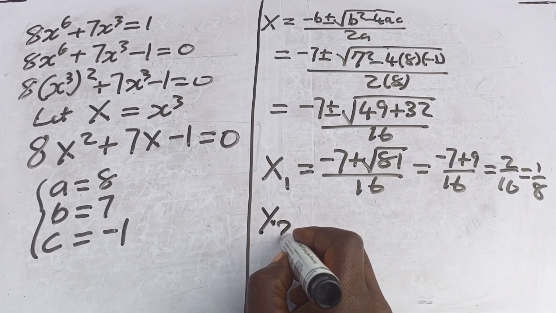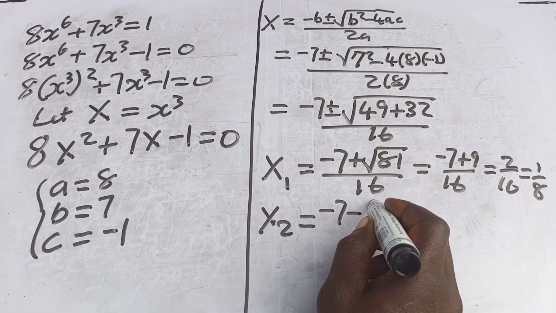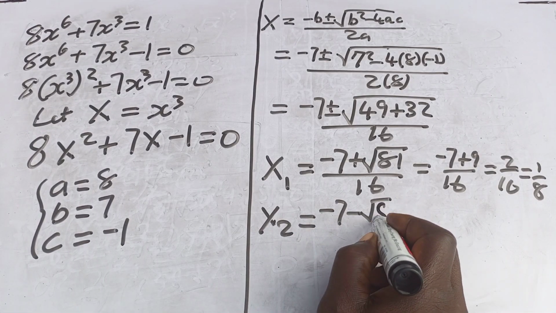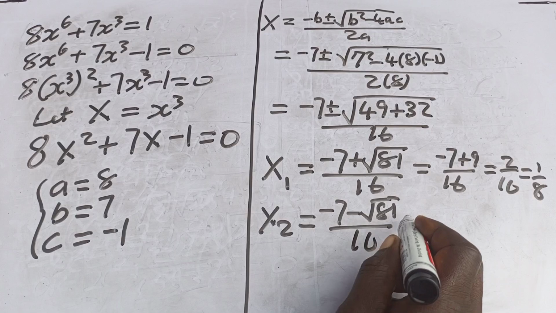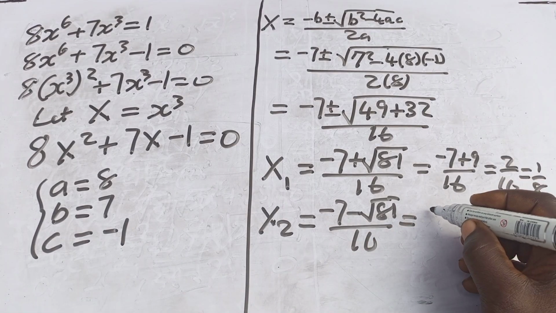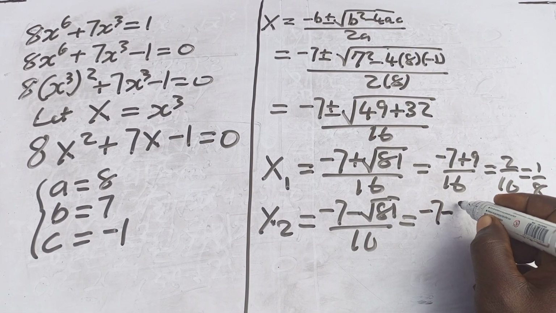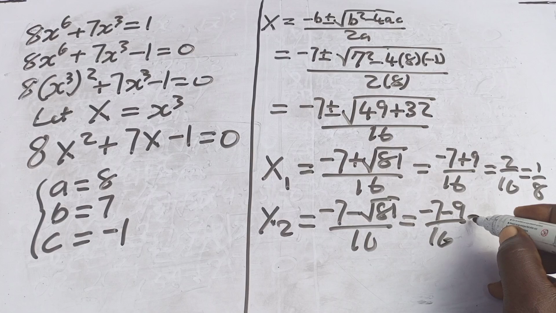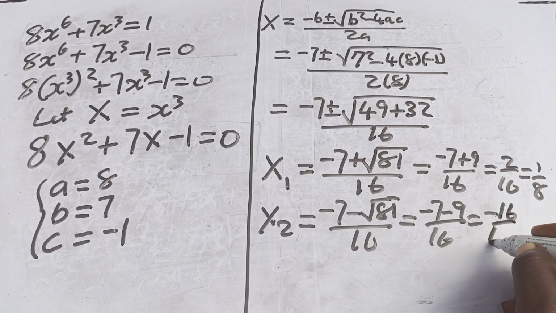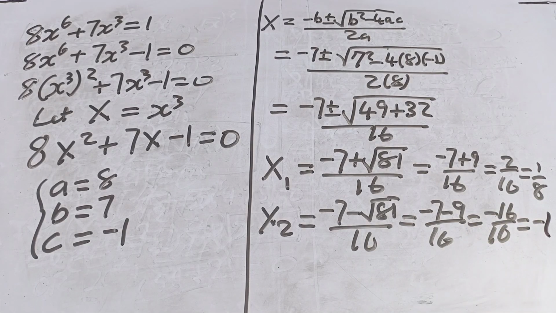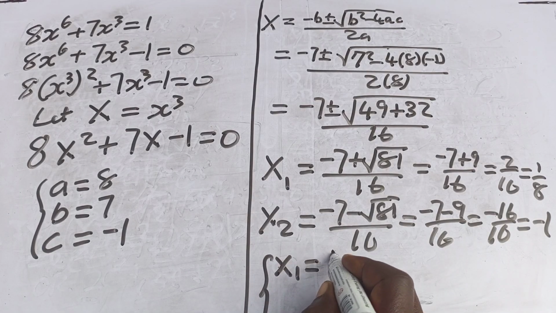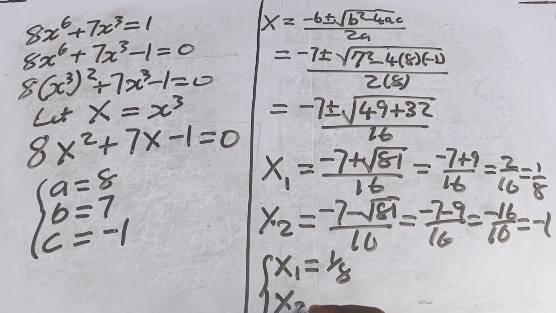Alright, x2 will be negative 7 minus the root of 81 all over 16. Again, root 81 is 9, so negative 7 minus 9 all over 16. This gives us negative 16 all over 16, which is negative 1. So we have our two values. X1 is 1 all over 8. X2 is negative 1. We have to work with these two solutions.